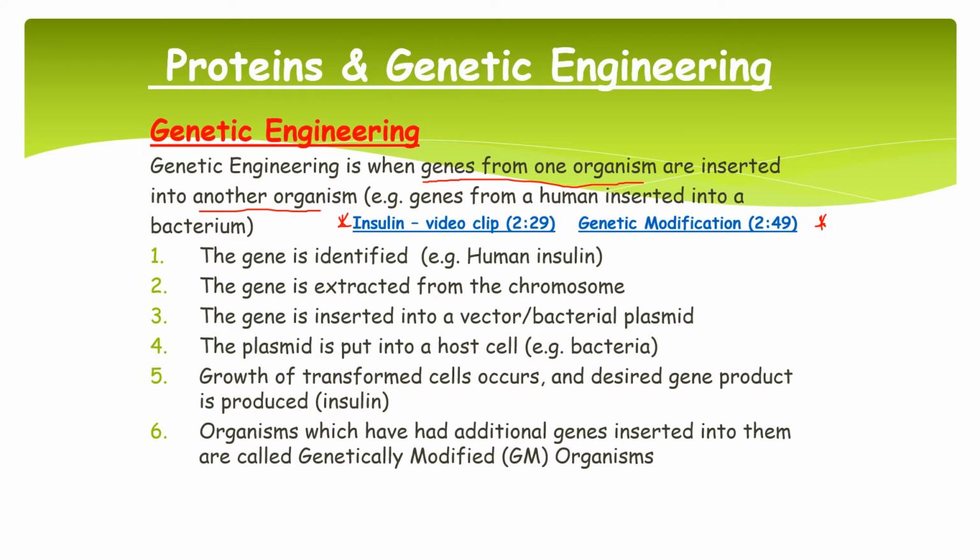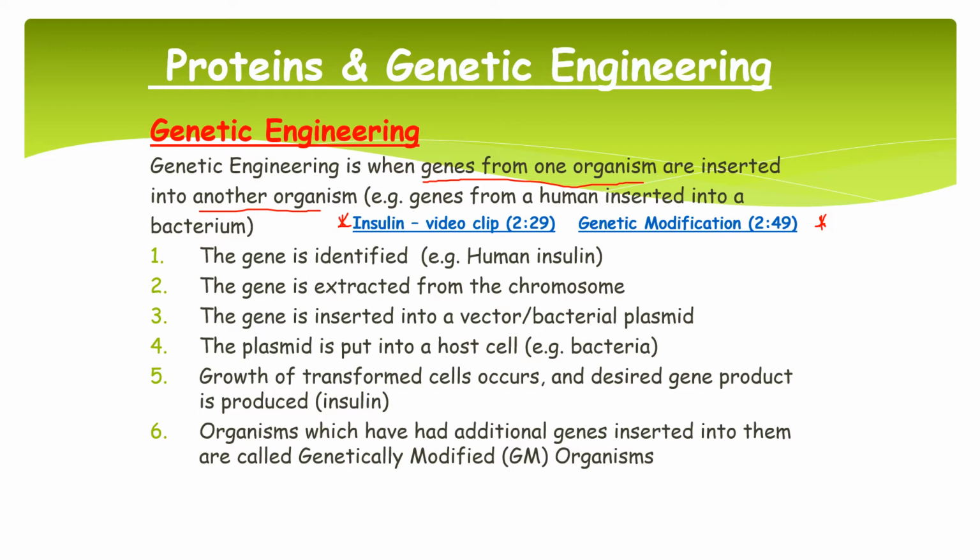For your first stage of genetic engineering, you have to identify your desired gene, for example, human insulin. For your second stage, you need to extract your gene from the chromosome. And for the third stage, you need to get your plasmid from your bacterial cell. And then you need to cut it open and insert the gene into the bacterial plasmid. Then you put your plasmid with your desired gene into another bacterial cell, which can be called a host cell. And then you want to make the bacterial cell grow and produce lots of your desired gene product, which would be insulin in this case.